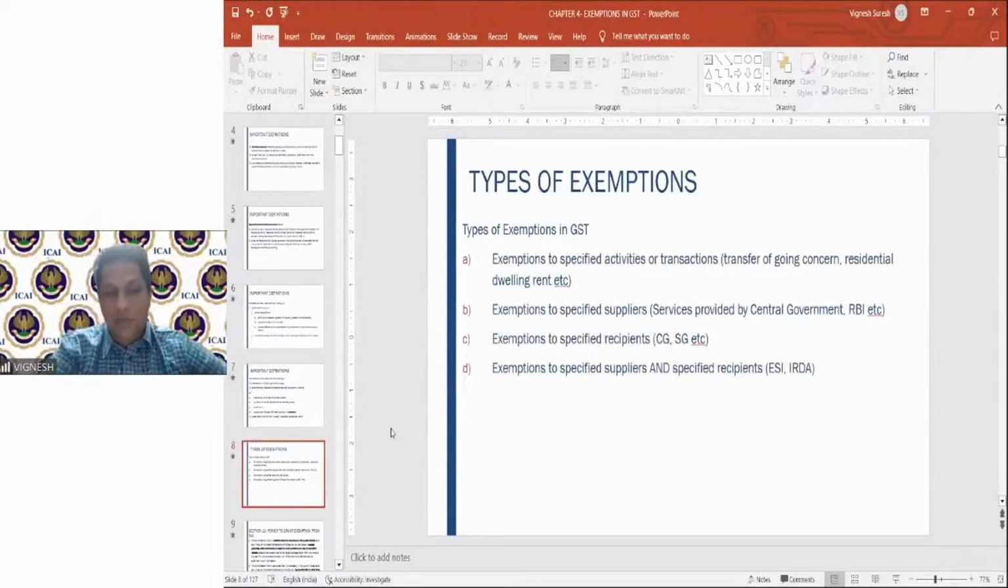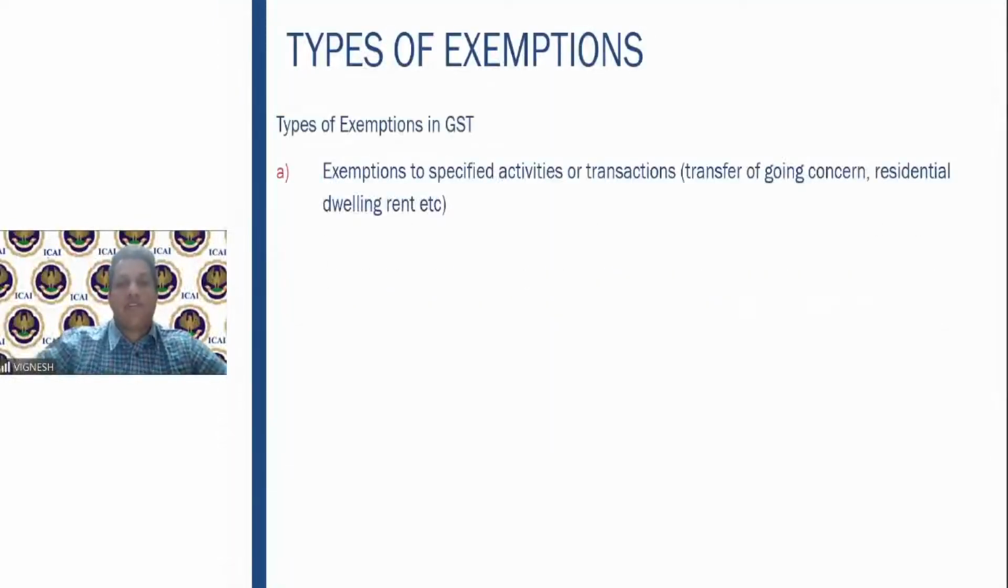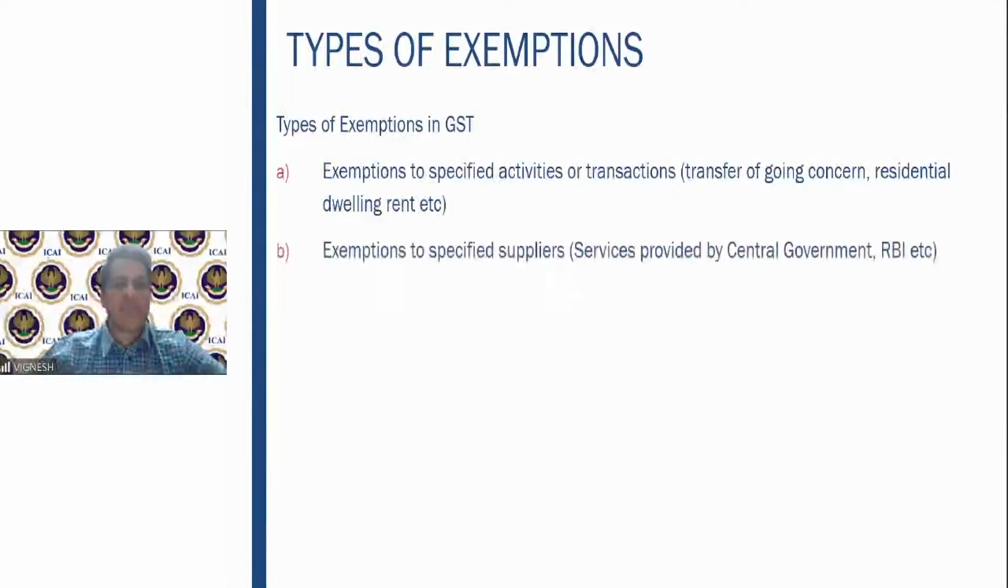So what are the types of exemptions in GST? Specific activities or transactions enjoy the exemption, like transfer of going concern, residential dwelling rent, etc. We will see all of this in our coming slides. Then exemption to specified suppliers. Sometimes the supply doesn't matter for enjoying the exemption, but the nature of supplier matters. If the supplier is the central government, RBI, etc., in this particular situation, the exemptions are there. However, services by RBI are also now taxable.